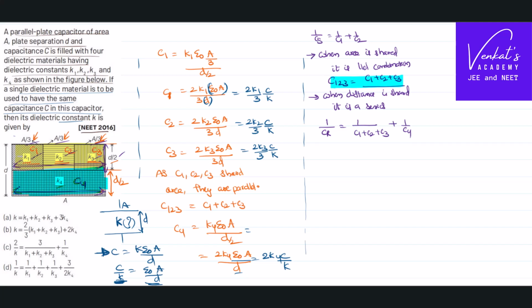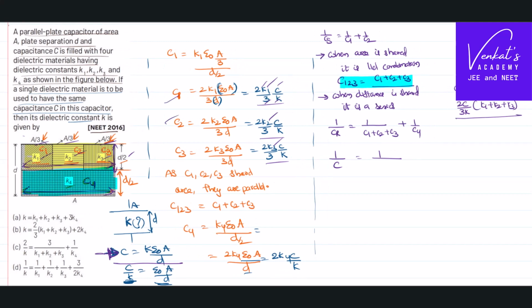Now let us solve this problem further. In the place of 1 by C resultant, I can call it as 1 by C, where C is this. We have already discussed this, K epsilon naught A by d, equal to 1 by (C1 plus C2 plus C3). Let us do what is that, C1 plus C2 plus C3, for the easiness. In all these things, what is common is 2C by 3K, isn't it? What else is remaining? The difference is in the numerator, K1 plus K2 plus K3. So in the place of C1 plus C2 plus C3, when you add all these three things, you will get this. So what is that value? 2C by 3K of (K1 plus K2 plus K3), that is C1, plus 1 by C4.